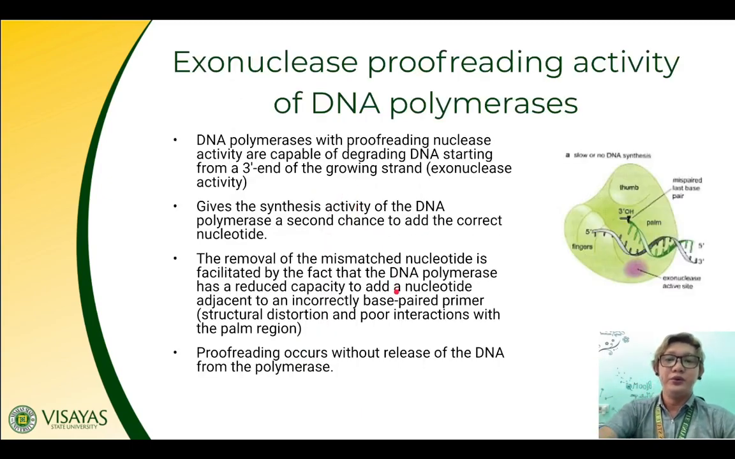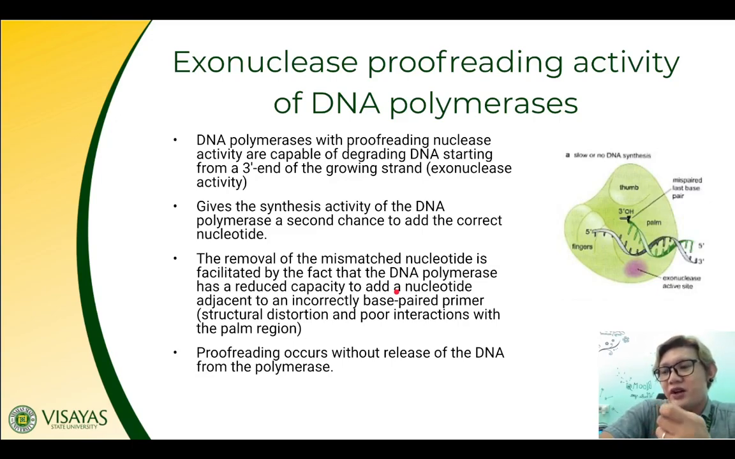Now, how does the enzyme make sure that it is free of any mistakes? Because it is highly processive, it could add hundreds of nucleotides in a second. So how does it make sure that it is free of any errors? Okay, so DNA polymerase has proofreading activity, so it can proofread.